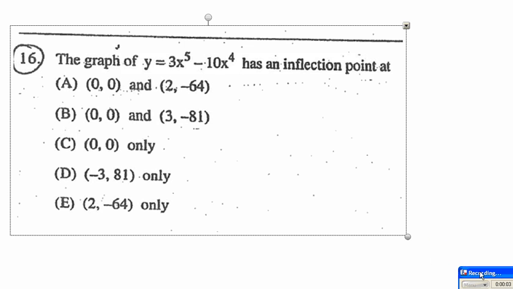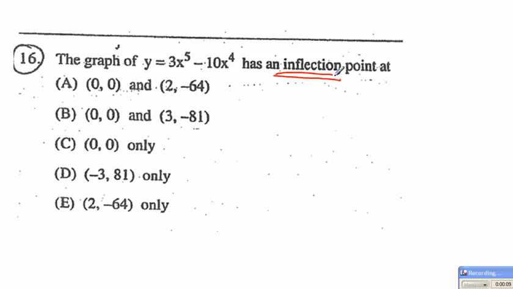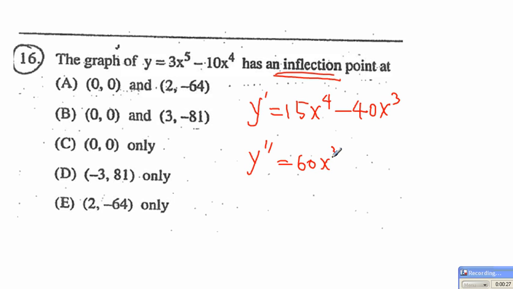Hello class, so this is part 2 of the solution. Let us try to look at one at a time. Inflection point, that means we are looking at the double derivative. Let's look at the first derivative first. We end up getting 15x to the fourth minus 40x to the third. Now y double prime becomes 60x to the third minus 120x squared.